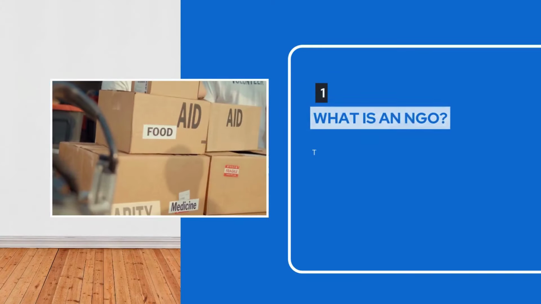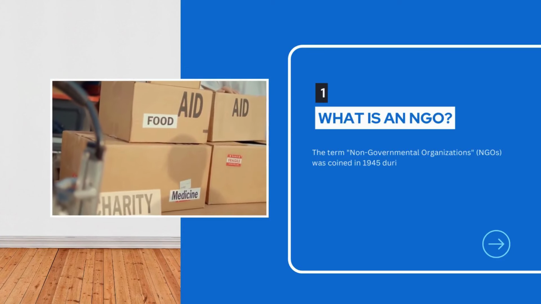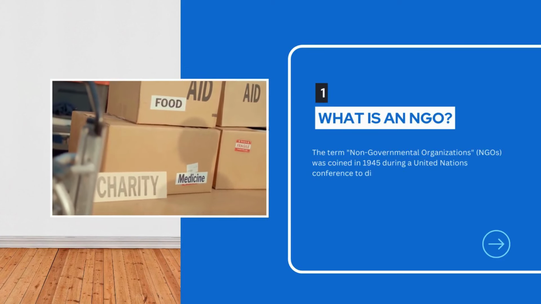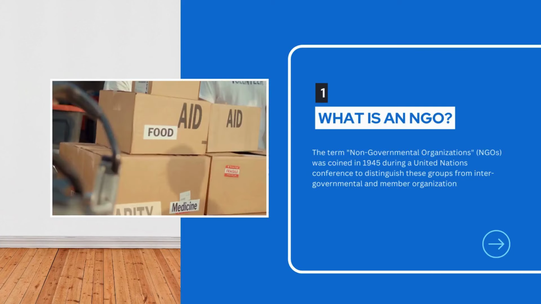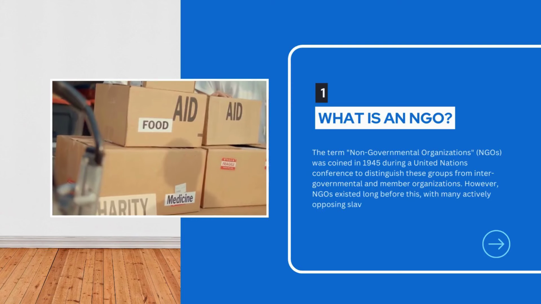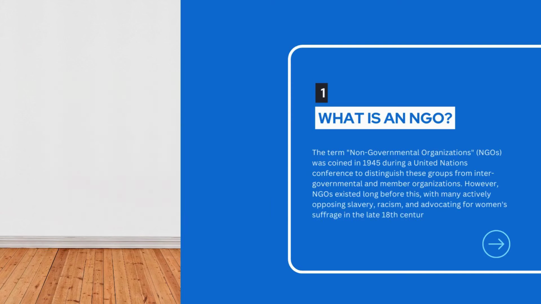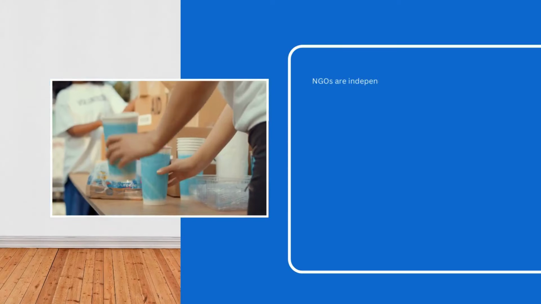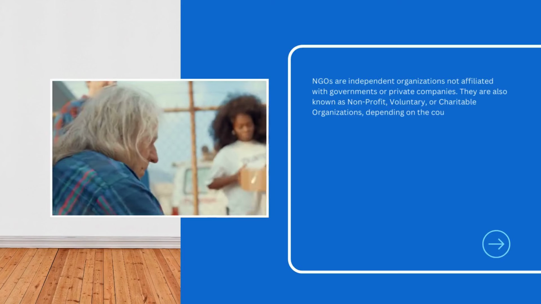Firstly, what is an NGO? The term non-governmental organizations, NGOs, was coined in 1945 during a United Nations conference to distinguish these groups from intergovernmental and member organizations. However, NGOs existed long before this, with many actively opposing slavery, racism, and advocating for women's suffrage in the late 18th century. NGOs are independent organizations not affiliated with governments or private companies. They are also known as nonprofit, voluntary, or charitable organizations, depending on the country.